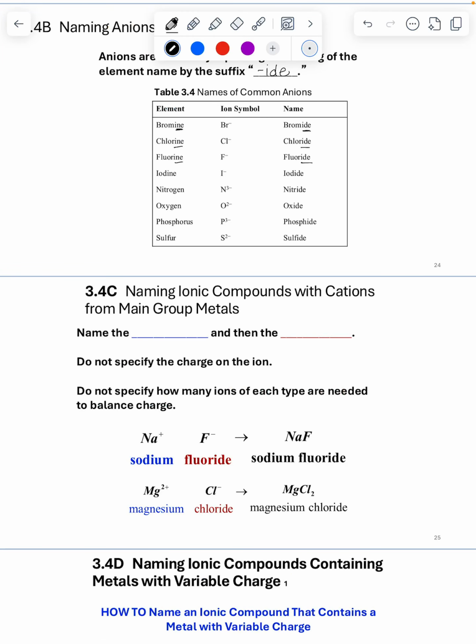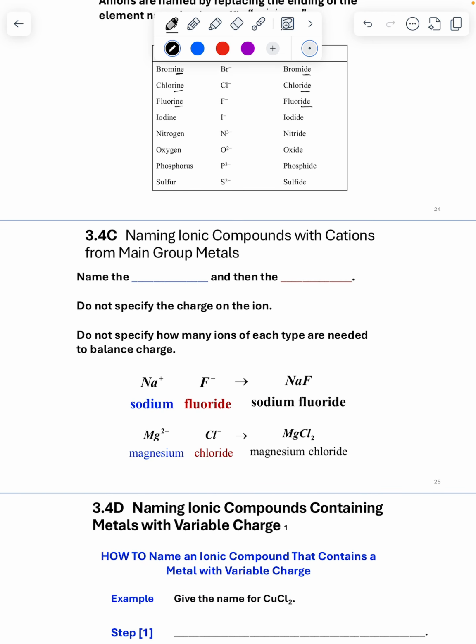Alright, this is going to be part 2 of the Unit 3 notes. And we're going to pick up here with naming ionic compounds. So when you're naming ionic compounds, you want to name the cation first. And then you're going to name the anion.